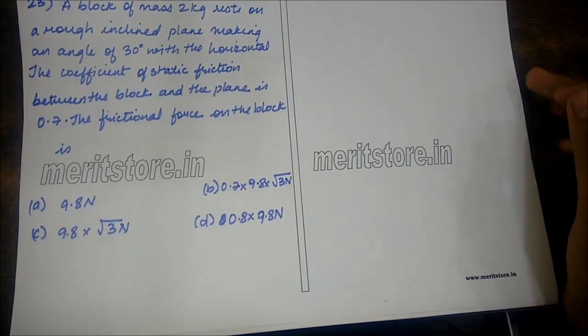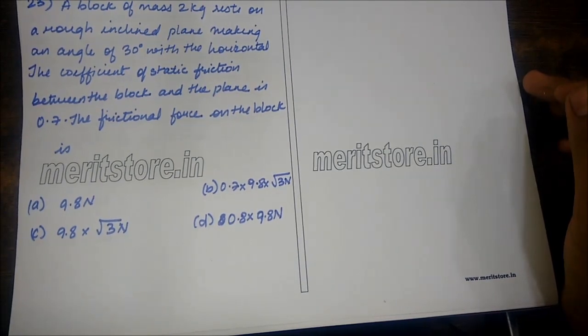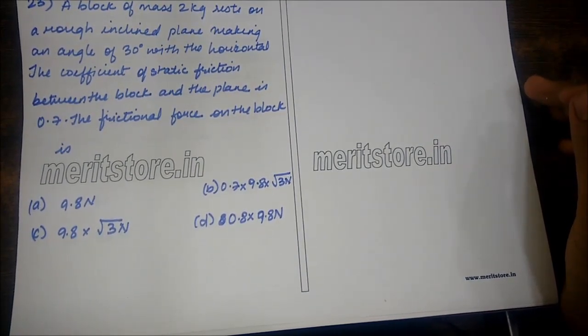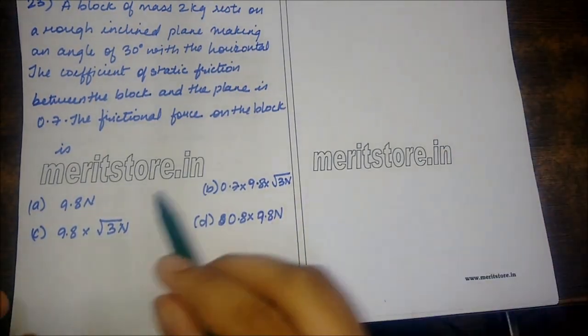Mass 2 kg rests on a rough inclined plane making an angle of 30 degree with the horizontal. The coefficient of static friction between the block and the plane is 0.7. The frictional force on the block is. So now we know limiting friction.